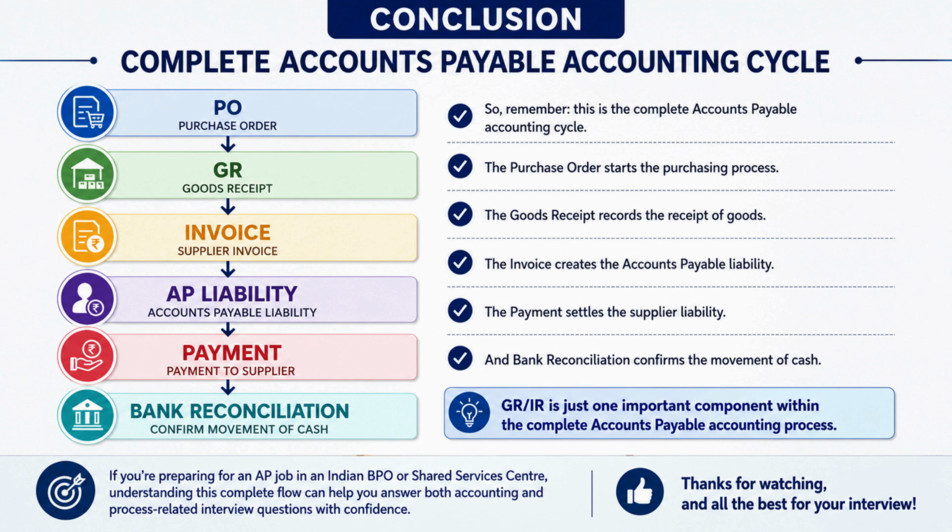So, remember, this is the complete accounts payable accounting cycle. The purchase order starts the purchasing process. The goods receipt records the receipt of goods. The invoice creates the accounts payable liability. The payment settles the supplier liability. And bank reconciliation confirms the movement of cash. GR/IR is just one important component within the complete accounts payable accounting process.